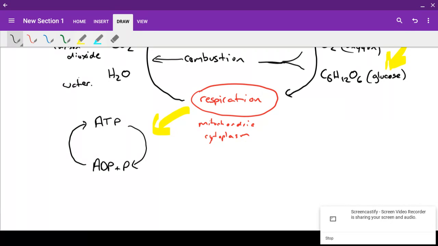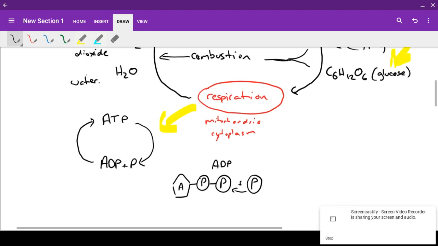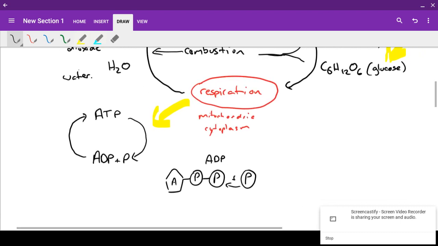Just to draw this so you have an idea what it looks like. Here's our A for adenosine, and then you can have some phosphates attached to it. This is ADP. And then if you're going to do ATP, this extra phosphate would join on here. So you'd have ATP, adenosine triphosphate, meaning 3 phosphates. Okay. And when ATP breaks down into ADP, the energy is given off to all the life processes. And we call these life processes metabolism.